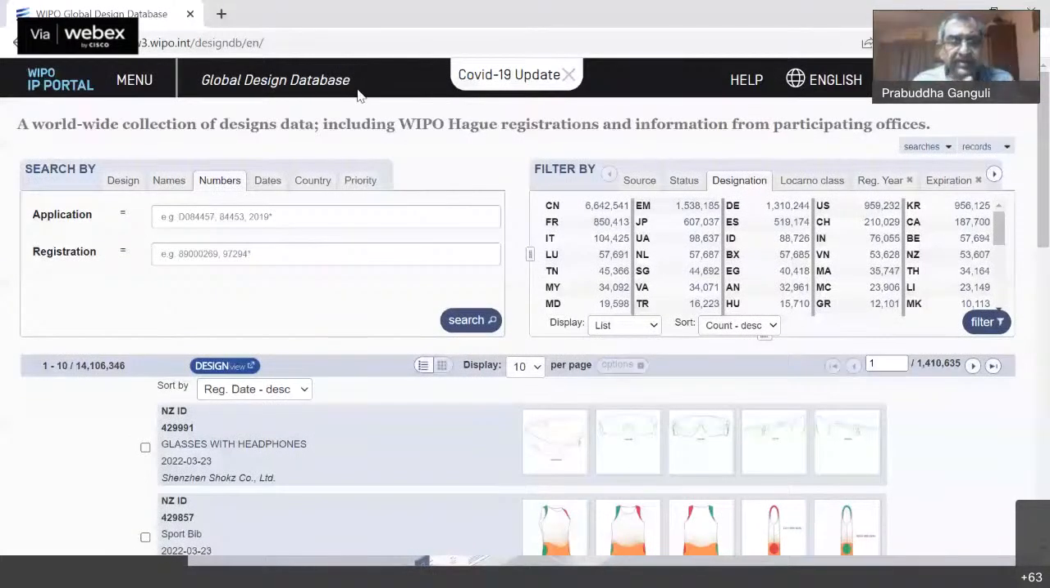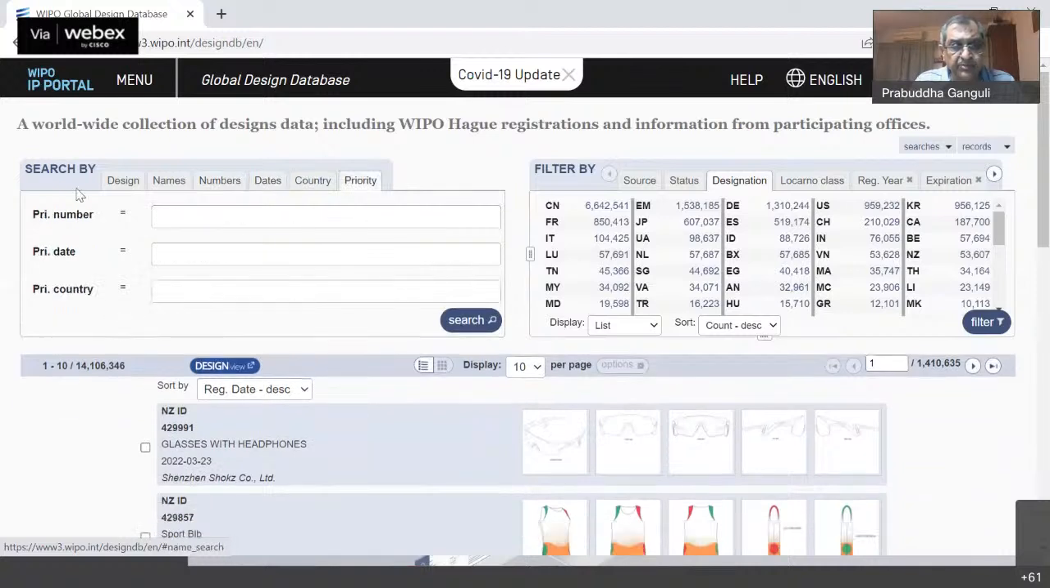Now, this is the database from the World Intellectual Property Organization. It's a global database for all design registrations filed all across the world, except for India, because India is not a part of that international agreement. But otherwise, all of the countries are marked here. When you look at this, it says search by design, search by names, search by numbers, search by dates, search by country, search by priority, which means the first time it was filed.